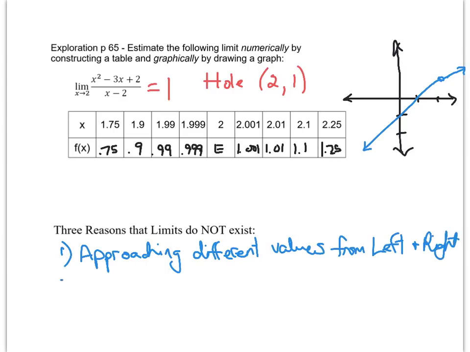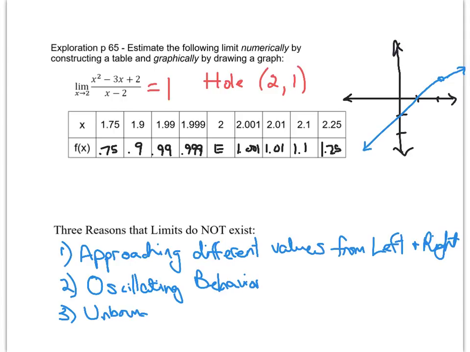The second reason that we're going to have a limit not existing is when our function has what we call oscillating behavior. Oscillating behavior is behavior where the function bounces back and forth between a high point and a low point, but it's very difficult to see, and in fact you can't find what the function value is actually approaching because it keeps oscillating. The third reason that a limit doesn't exist is when we have unbounded behavior.